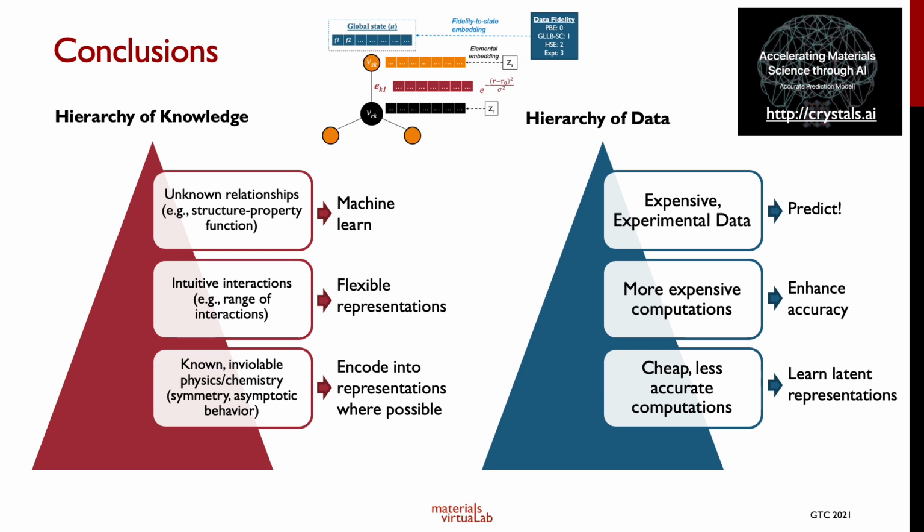Now, I have also shown that there is a hierarchy of data in materials science. So things like cheap and less accurate calculations, we can use them to learn latent representations that are better for predicting properties. We can also perform more expensive computations to enhance the accuracy, and for expensive experimental data, which are very, very difficult to acquire, we can then use our improved models to predict them.